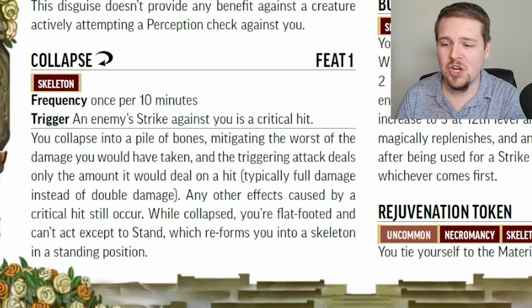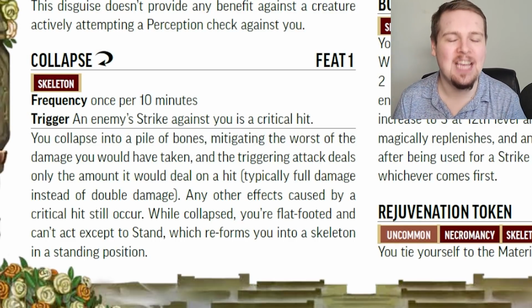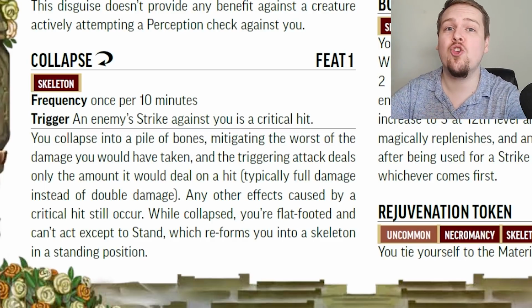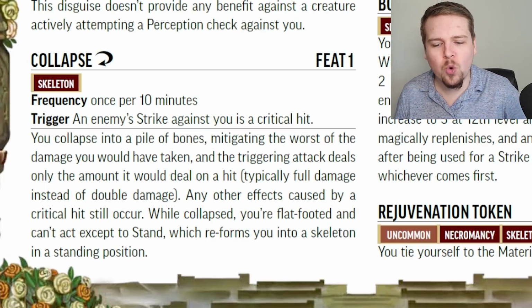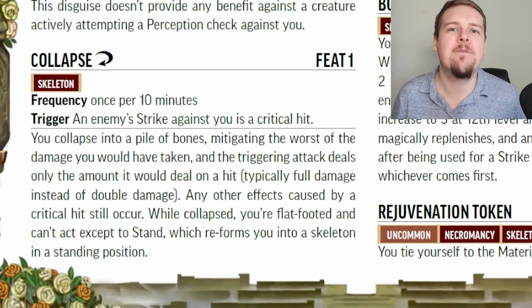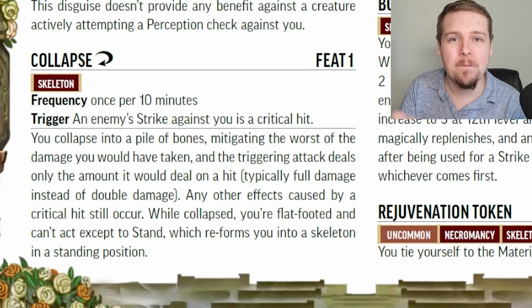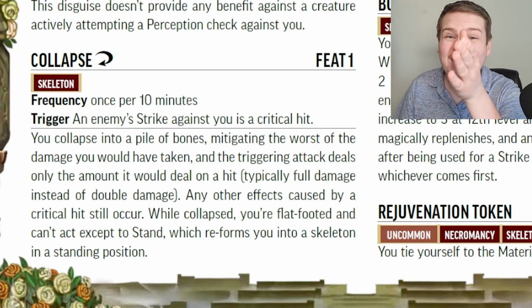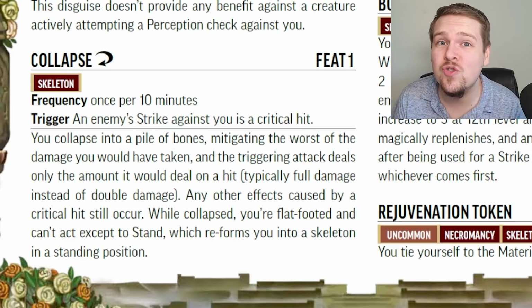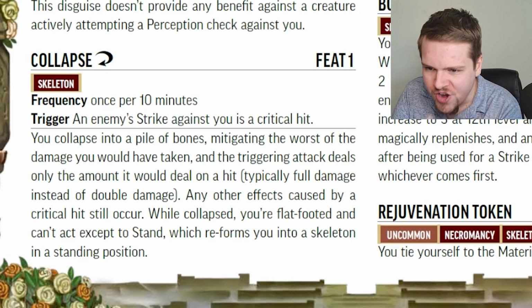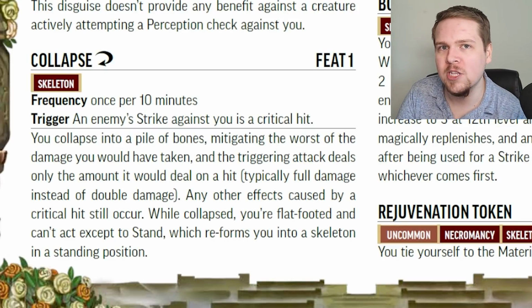While collapsed, you can't act except to stand. This means you can't crawl away. This means you can't squeeze or do anything except for stand back up. And that means if they have attack of opportunity, this is going to be a problem. But overall, for a level 1 ancestry feat, this is nuts. This is going to save your life once per encounter.